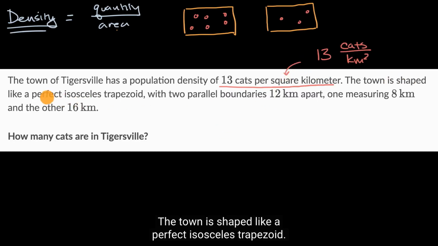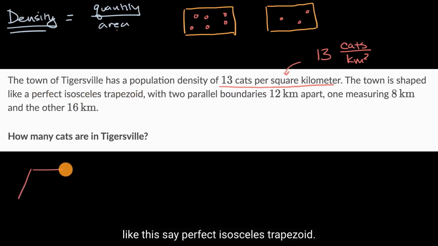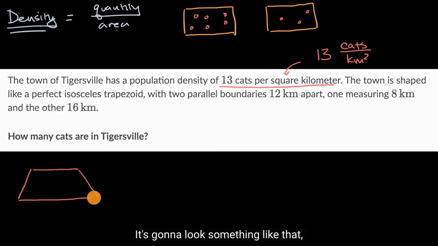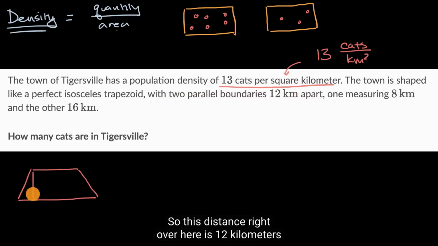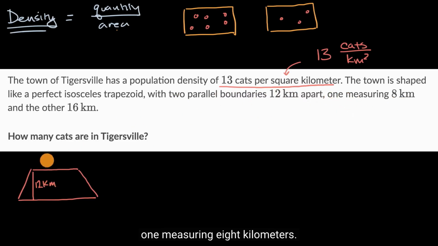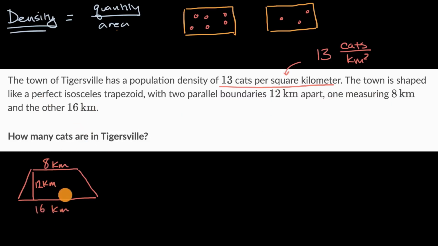The town is shaped like a perfect isosceles trapezoid. So it looks something like this. It's a perfect isosceles trapezoid, so it's going to look something like that, with 2 parallel boundaries 12 kilometers apart. So this distance right over here is 12 kilometers. One measuring 8 kilometers, so this side over here is 8 kilometers, the other is 16, that's the longer one over there. How many cats are in Tigersville?